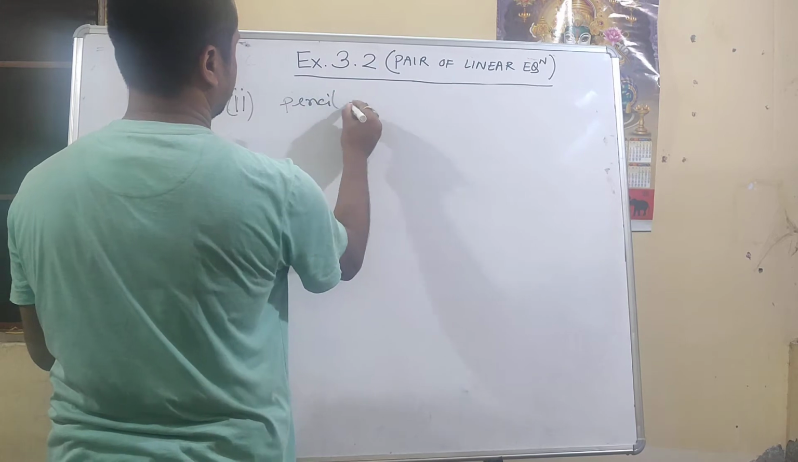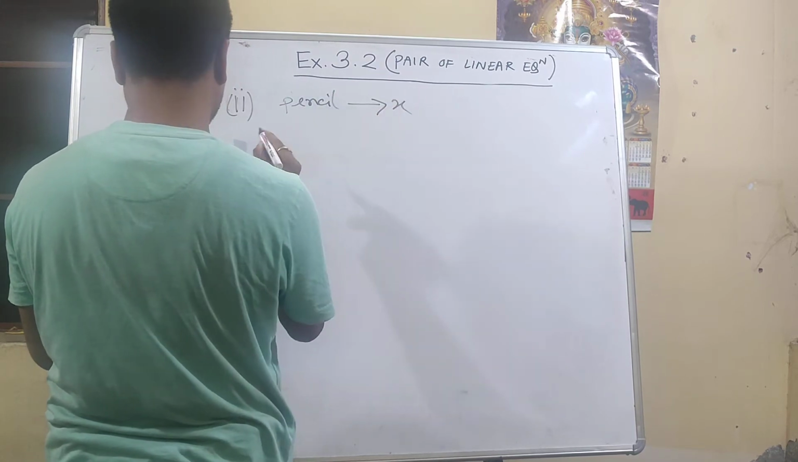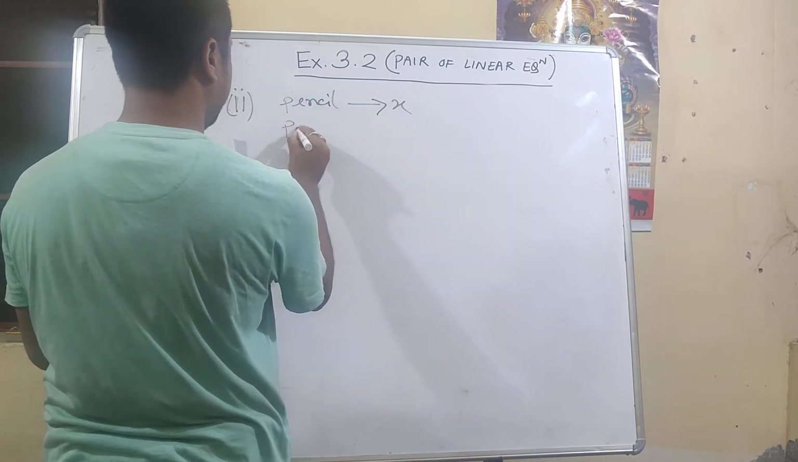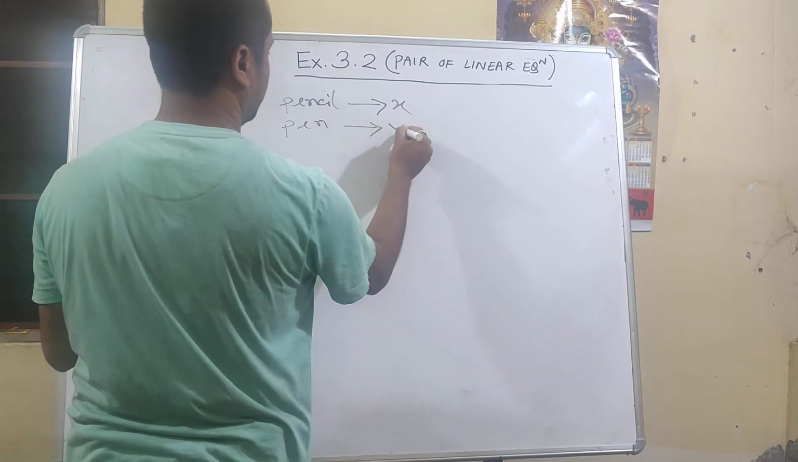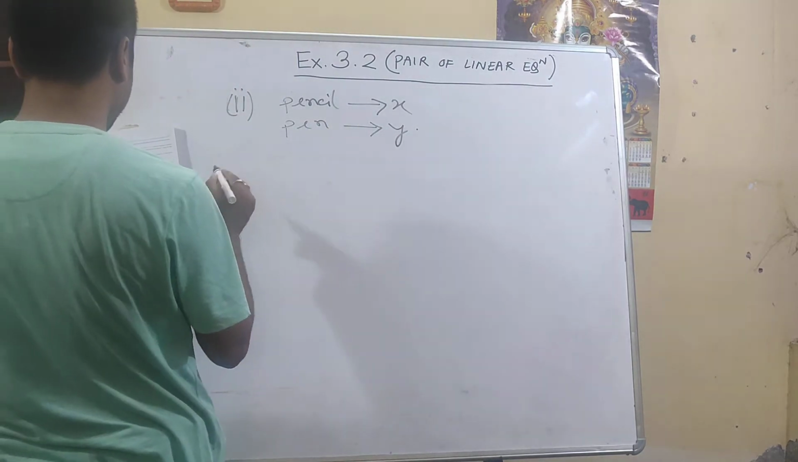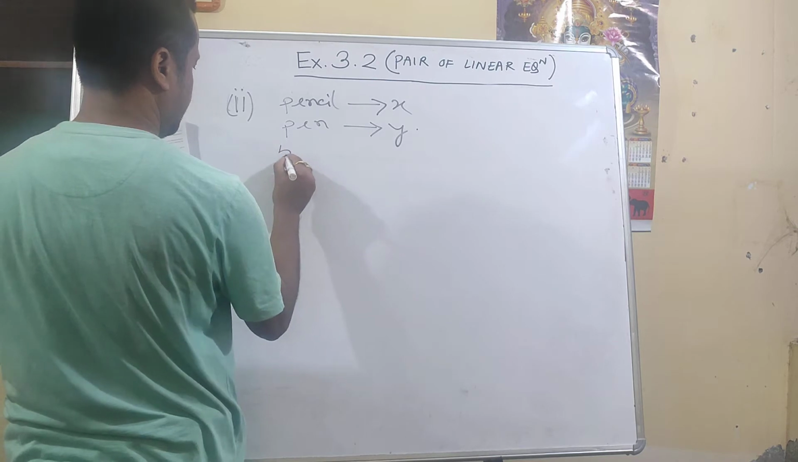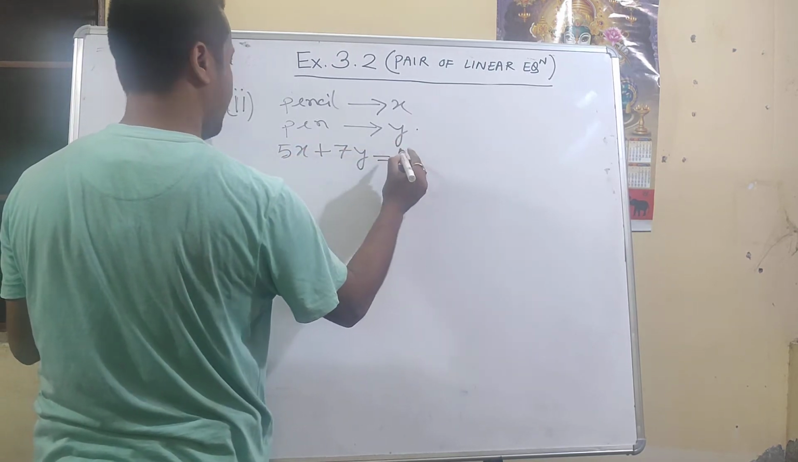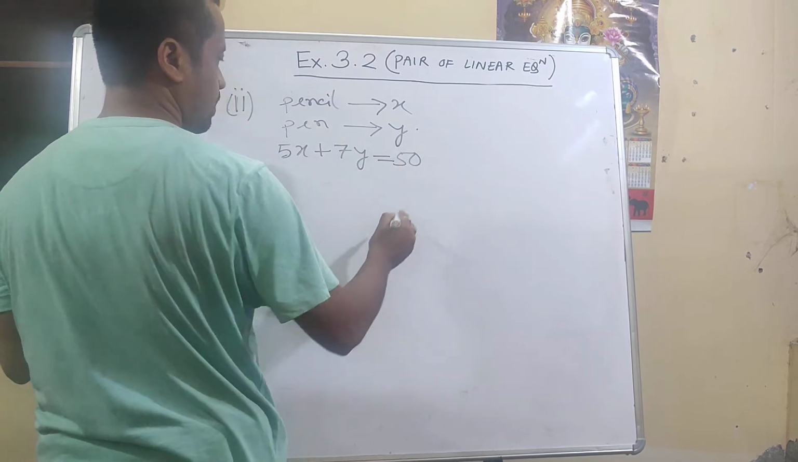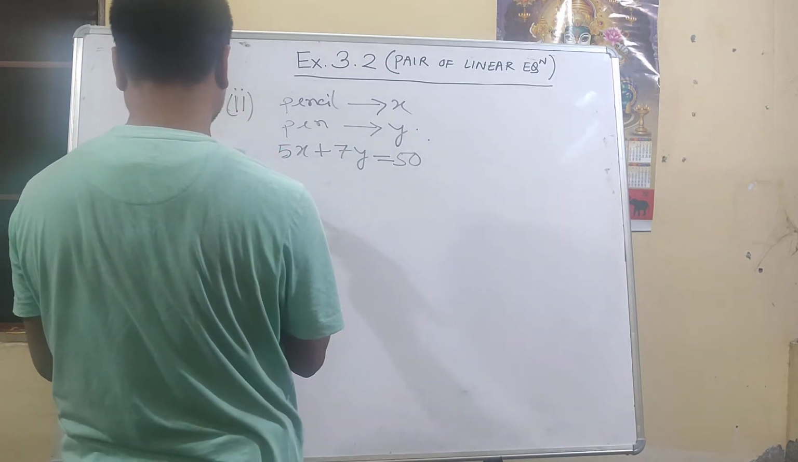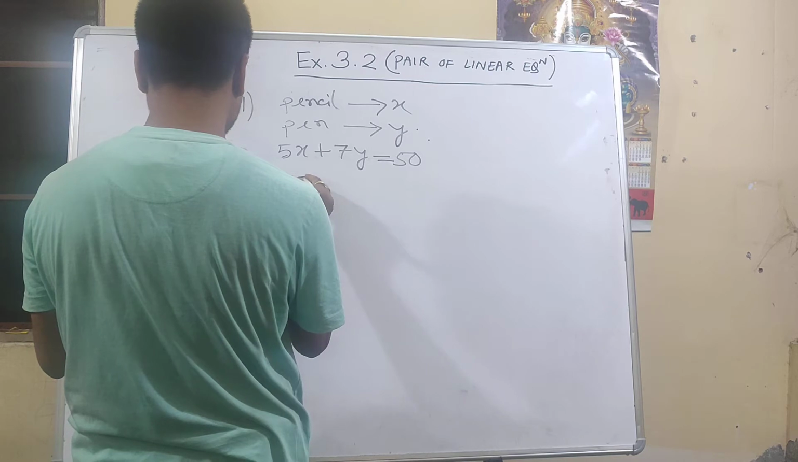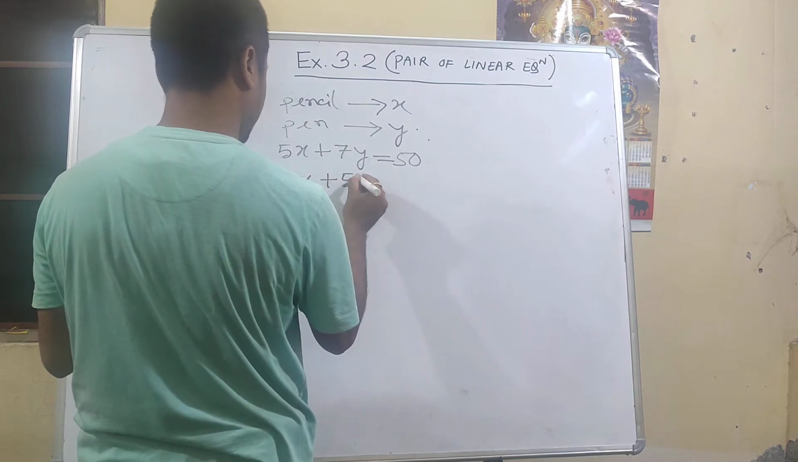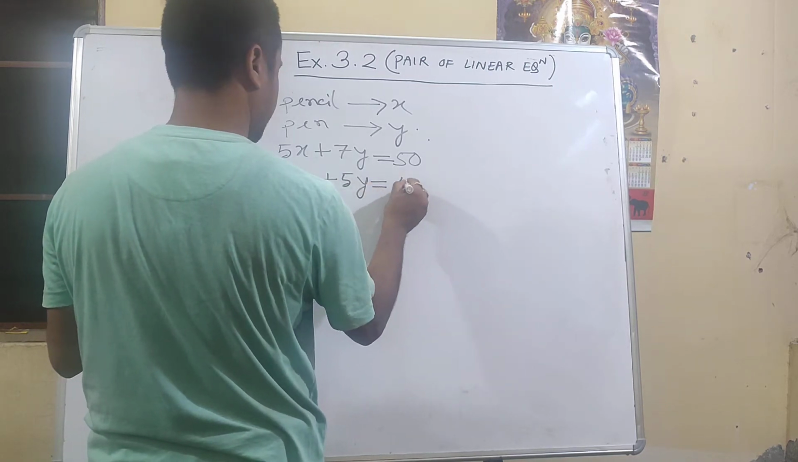One pencil, suppose x, and one pen, suppose y. So according to the question, 5 pencils and 7 pens: 5x plus 7y is equal to 50. And the second equation, 7 pencils plus 5 pens is 46.